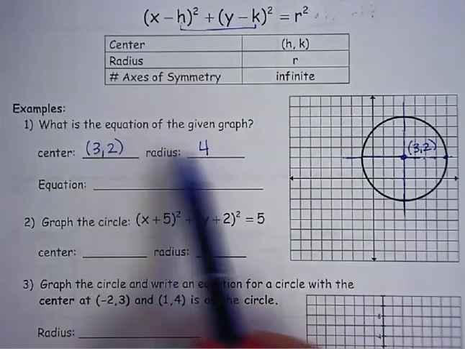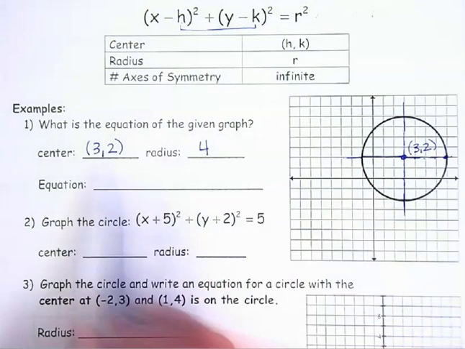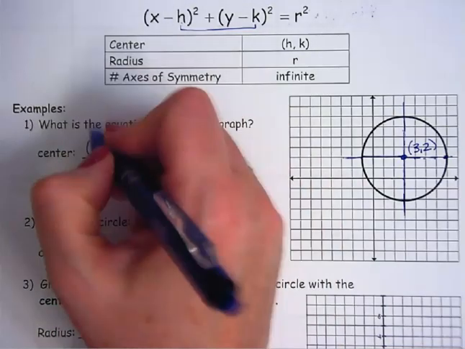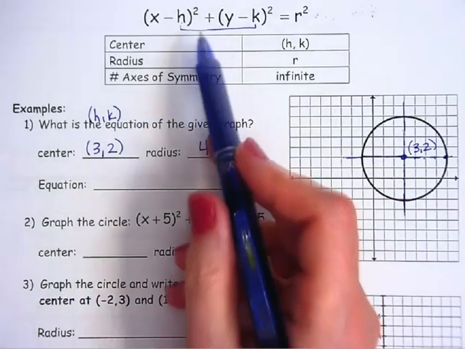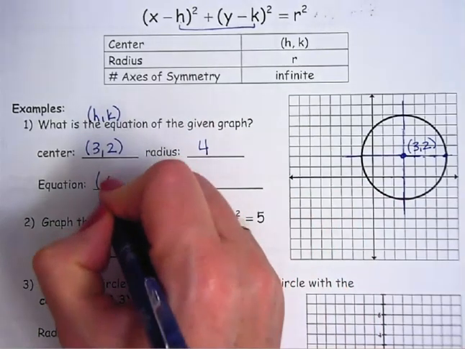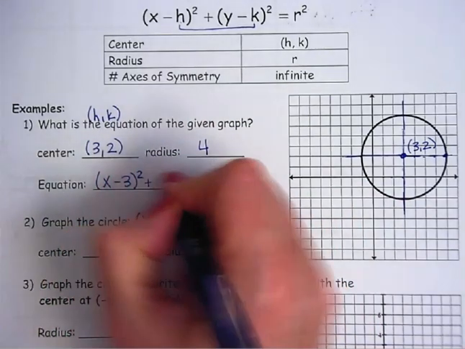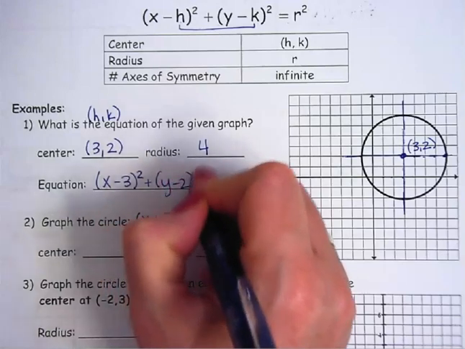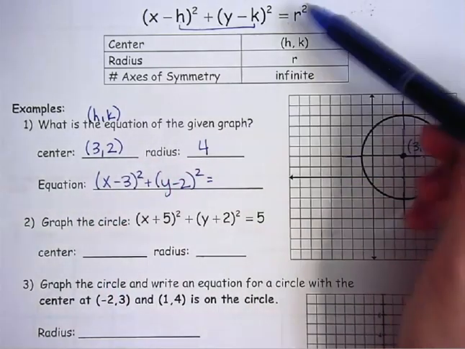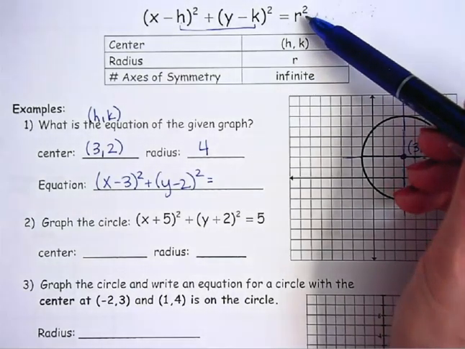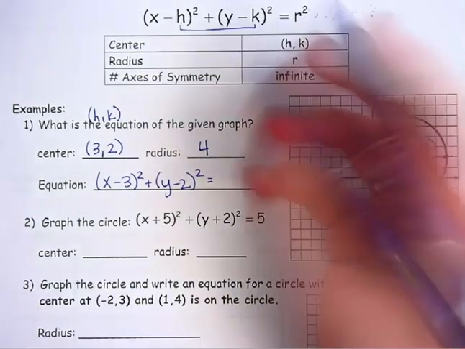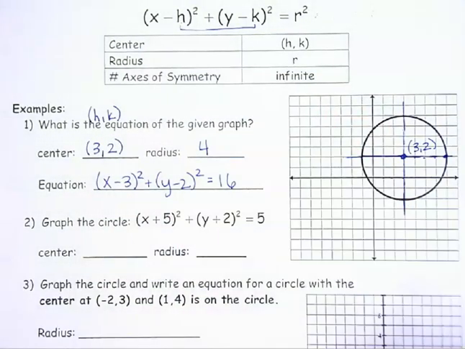So then I just plug these pieces of information into my equation. Remember, the center coordinates are your H, K. So I'm going to plug 3 in for h, 2 for k. And then the radius is 4. I'm not just putting 4 on this side of the equation, I'm putting 4 squared, which is 16.